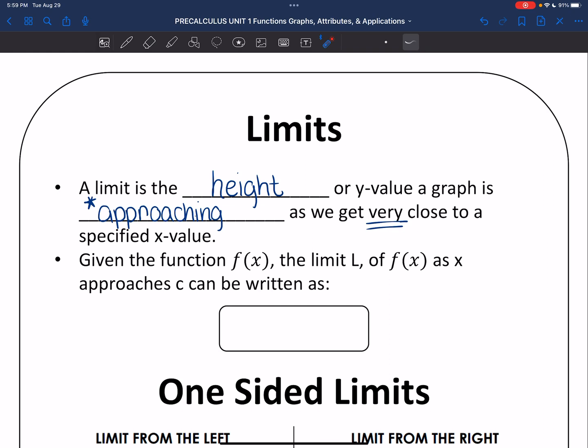Now, given the function f of x, the limit L of f of x as x approaches c would be written like this. We would say the limit of f of x as x approaches some value c is L. And L would be some number value. But this is just the mathematical way of very quickly writing all of that down.